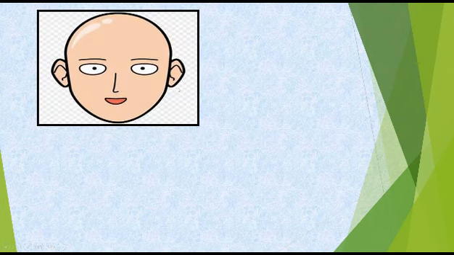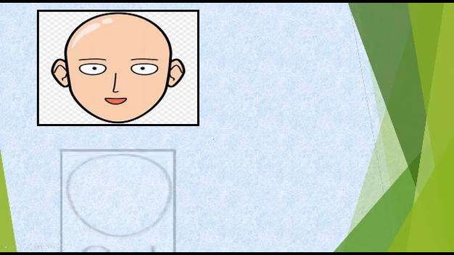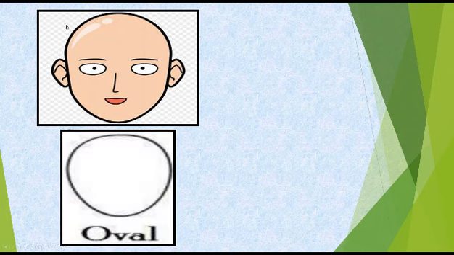So here are some examples. I gave an example of the cartoon character which has the same shape of their heads. For example here, it is the anime cartoon character in One Punch Man, and he is Saitama. As you can see here, Saitama has an oval-shaped head, right?